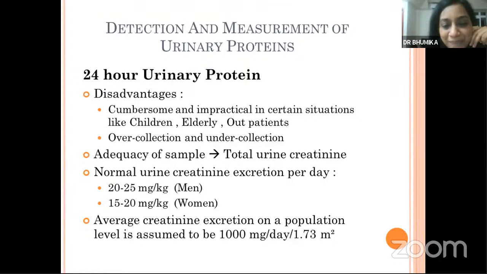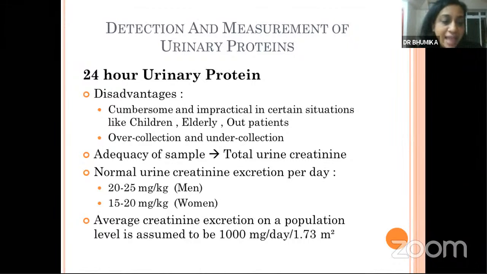Adequacy of sample: total urine creatinine. The normal urine creatinine excretion per day in men is 20 to 25 and in women 15 to 20. This is in milligram per kg. The average creatinine excretion on a population level is assumed to be 1000 milligram per day.